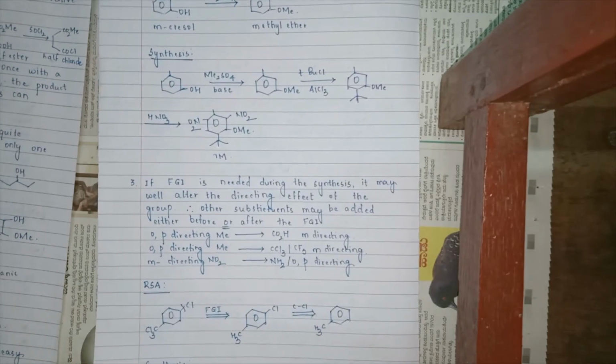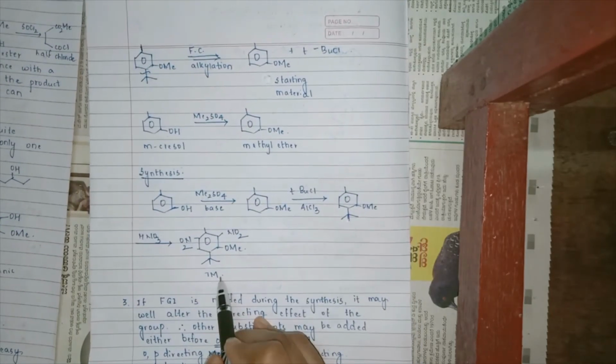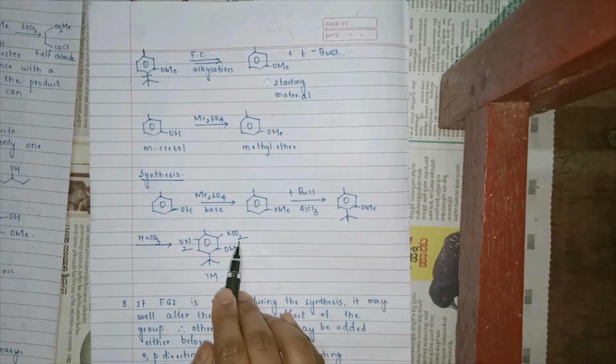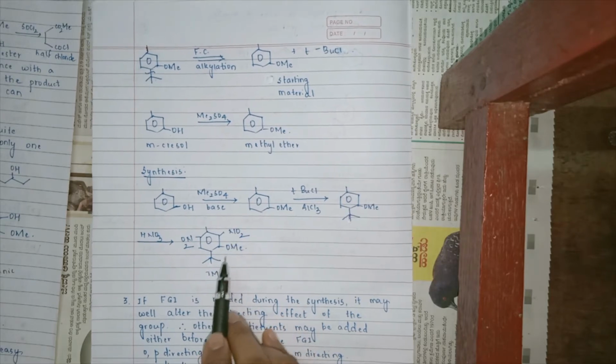Now, in the last target molecule, we can see that we have introduced the nitro groups at the end, because these are strongly deactivating and hence were introduced at the end.